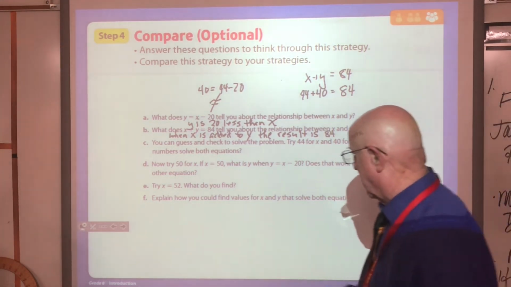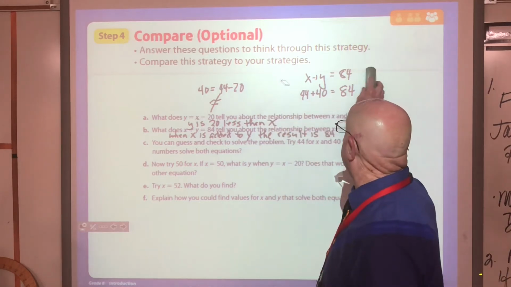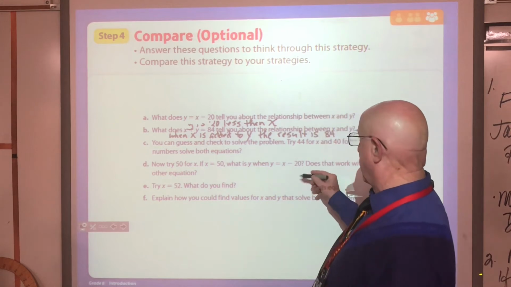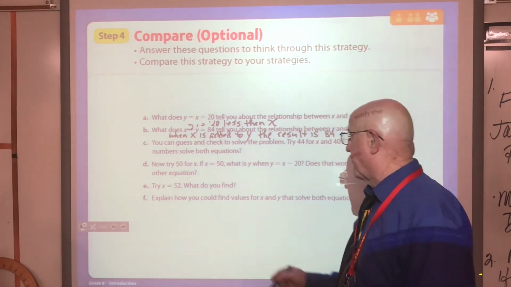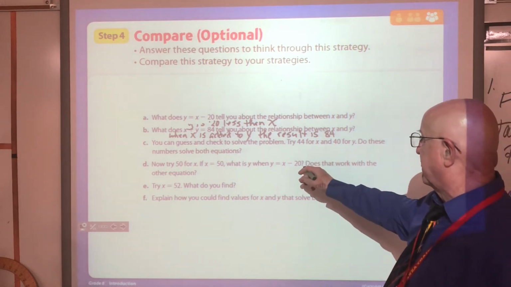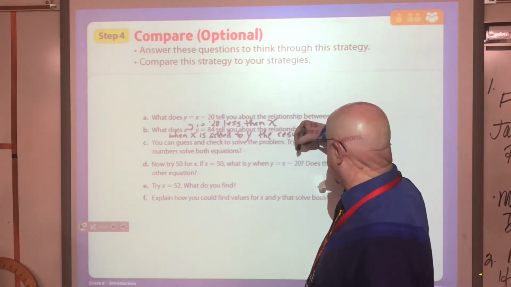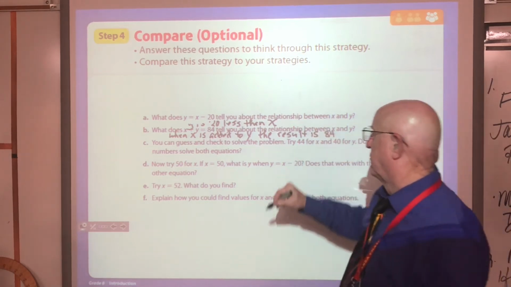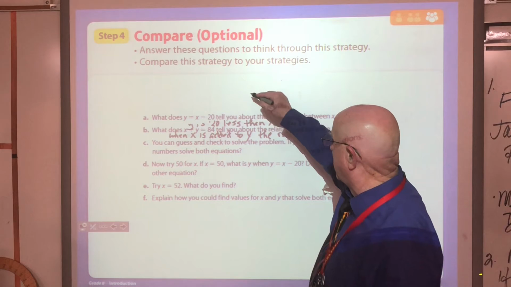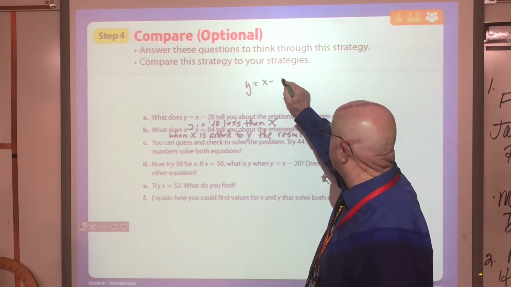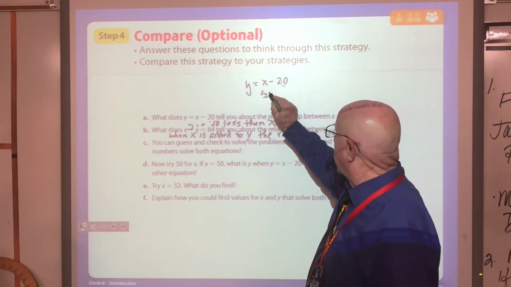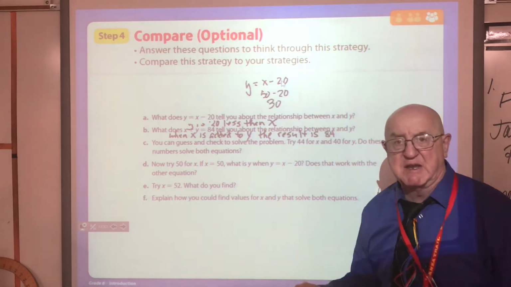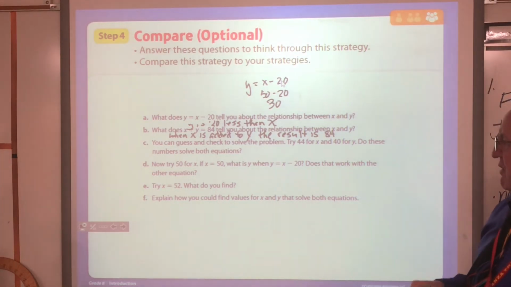We could try it again with 50, all right? If you try 50 for x, and we have y equal x minus 20, then 50 minus 20 is simply 30, and 50 and 30 add up to 80, not 84. So again, that's not a solution.